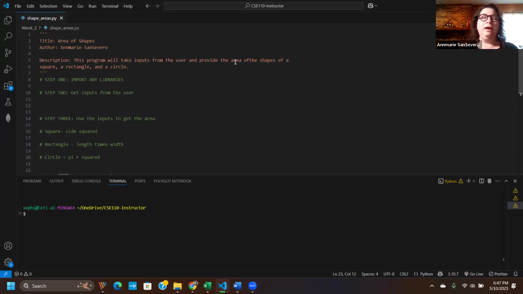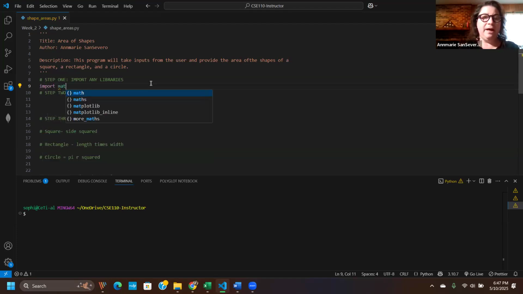Okay, so we are creating a program that will take inputs from the user and provide the area of the shapes of a square, a rectangle, and a circle. If we broke that down into steps, first, if we're doing math, we need to import the math library. That's the first thing you always think about: will I need any libraries for this? So I'm going to import math.